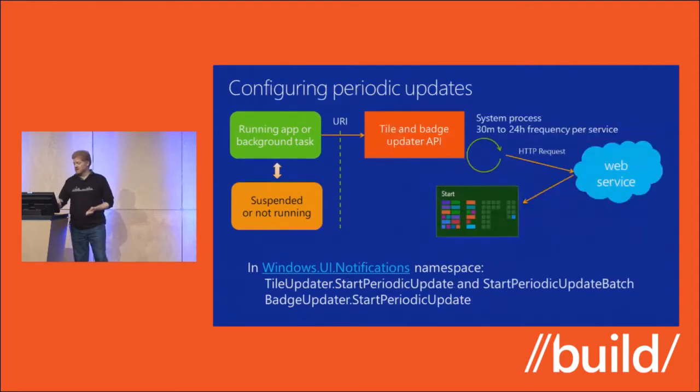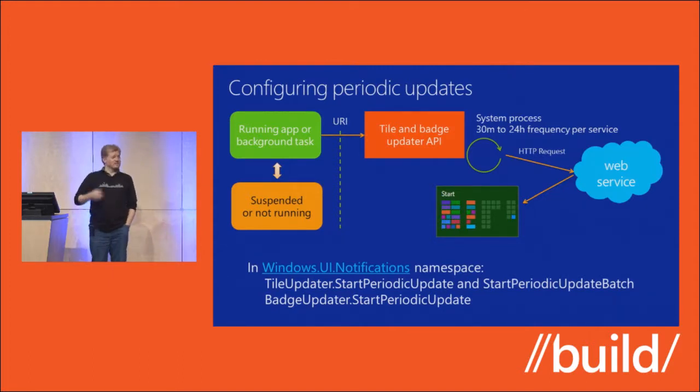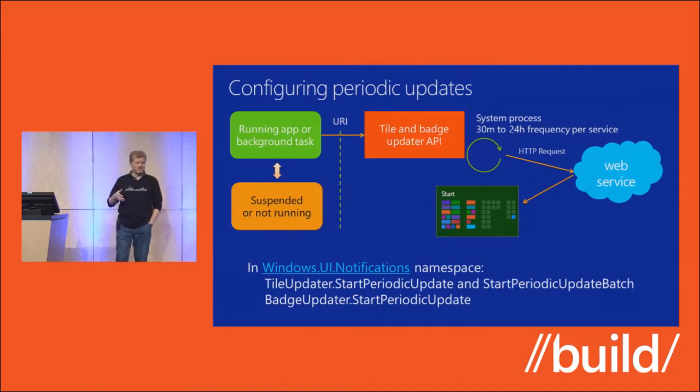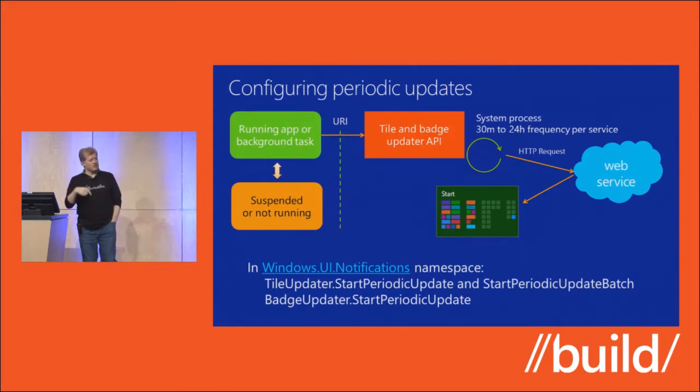That's one difference there. Periodic updates are kind of a similar thing, that instead of scheduling something in the future, you say, here's a URI that I want the system to make a request to on some interval. At least I think the minimum time is 30 minutes, although as soon as you call the API to start a periodic update, it will go ahead and call that service right away. So you can do this for tiles and badges. There aren't periodic toast notifications. That doesn't quite make sense as a scenario.